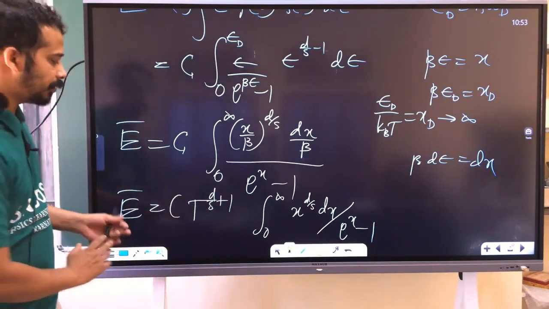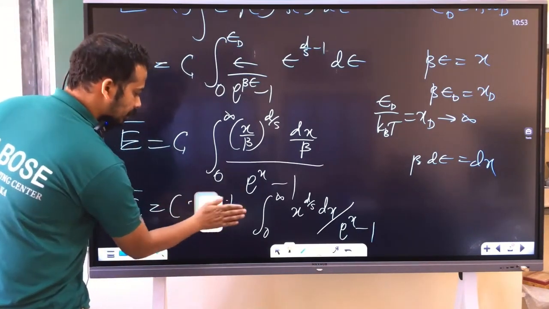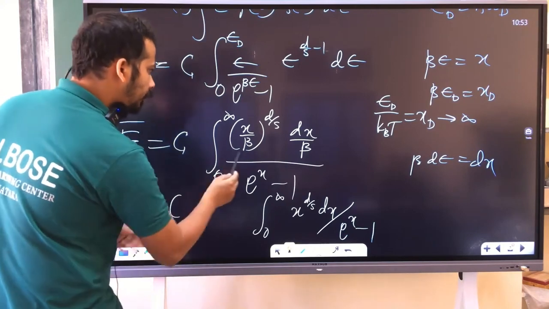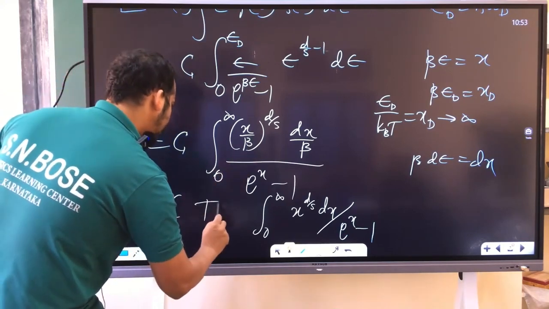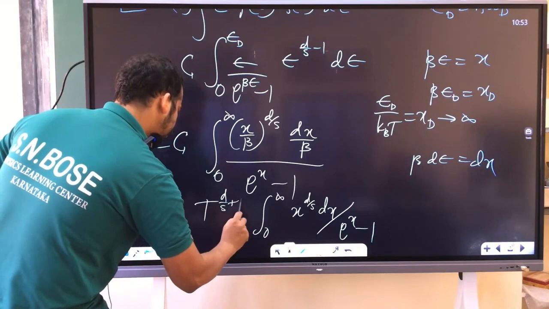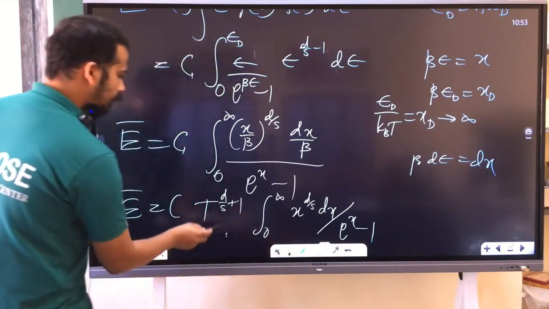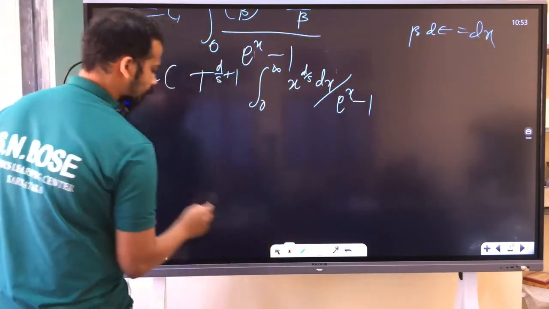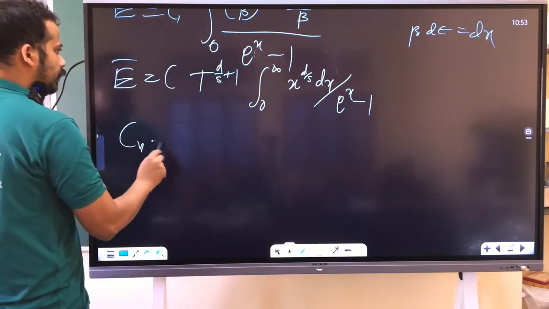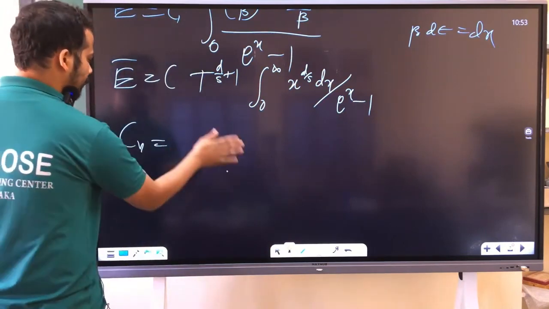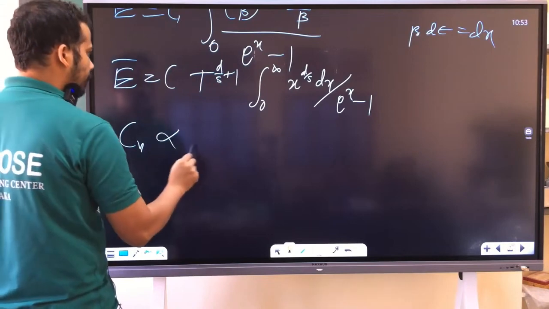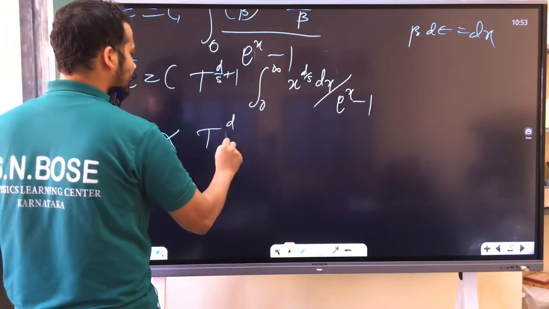What you need is only the temperature term outside, isn't it? Got my point? What happened? Am I right? T power d by s plus 1. Then what you need? Specific heat. That is proportional to T power d by s.